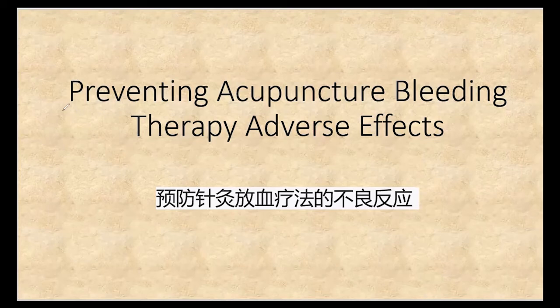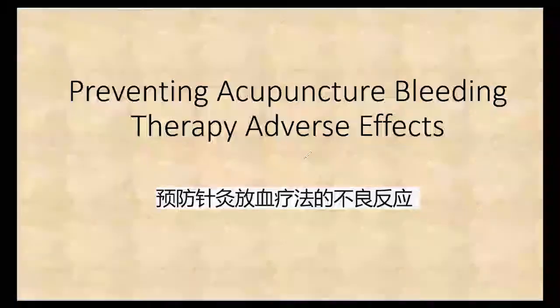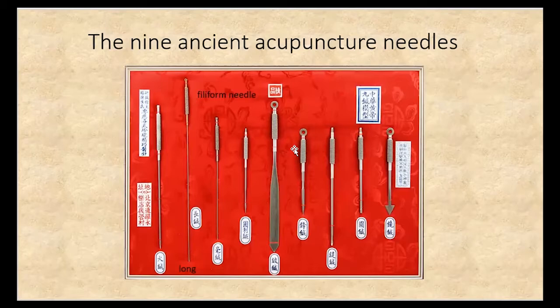So today we're talking about preventing acupuncture bleeding therapy, some advanced infections. So in ancient times, for acupuncture, we had 9 different kinds of needles.